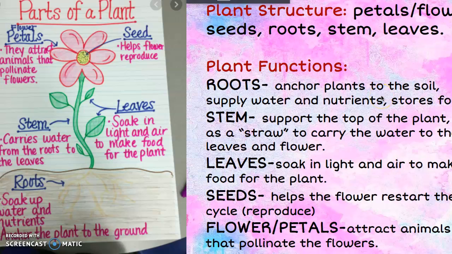So yesterday I introduced the terms structure and functions. A plant structure is the parts of the plant. So that's like your flower petals, the seeds, the roots, the stem, and the leaves. The functions are what each of these parts do.